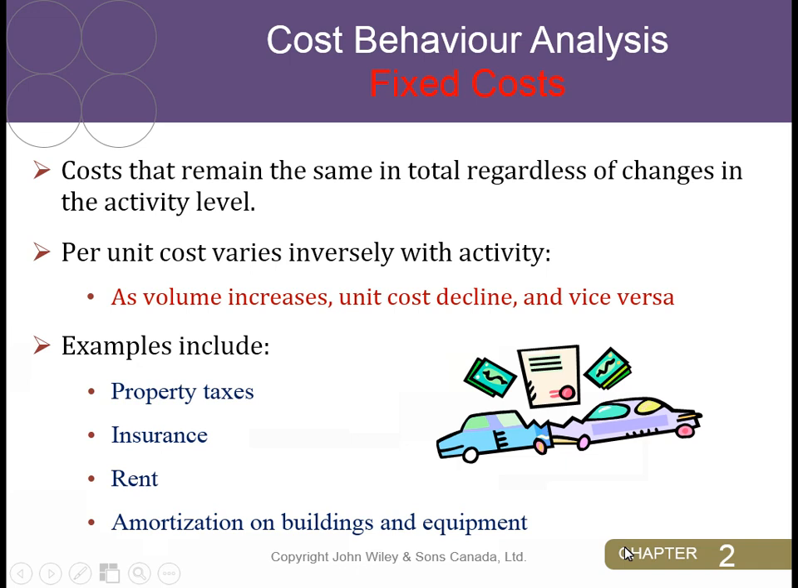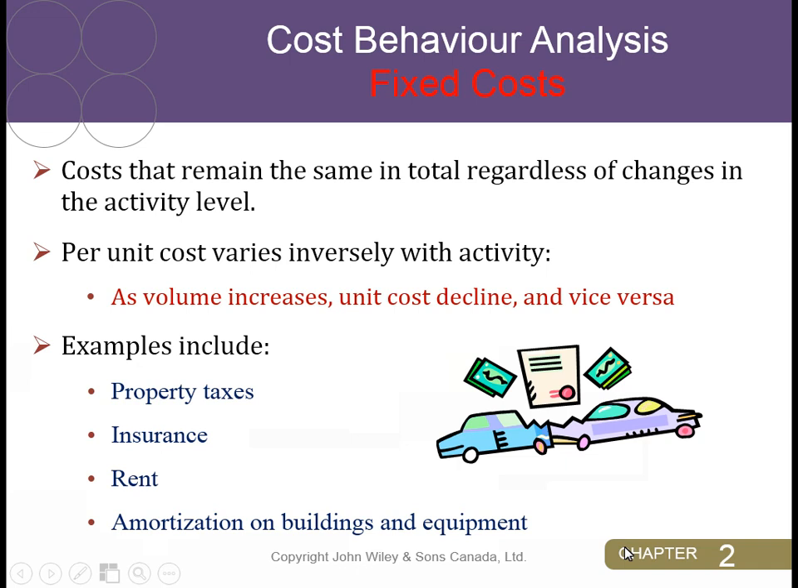So some examples of fixed costs include property taxes, insurance, rent, all these things that aren't tied to volume. They're set fees. We pay our insurance at the beginning of the year, most likely, and we allocate it out month by month, but the cost doesn't change with volume. Neither does our rent, neither do our property taxes.